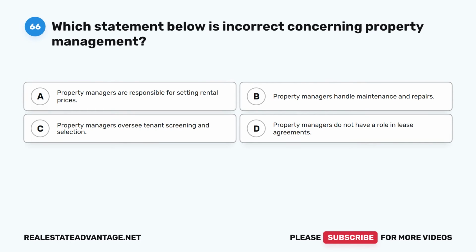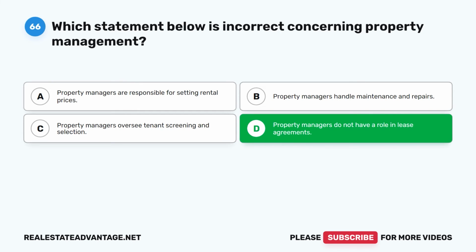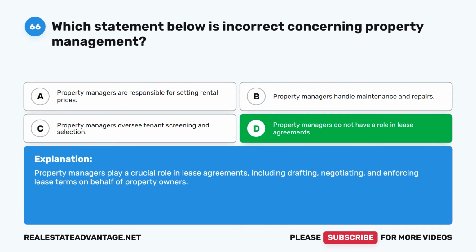equals $3,504.63. Question 66. Which statement below is incorrect concerning property management? A. Property managers are responsible for setting rental prices. B. Property managers handle maintenance and repairs. C. Property managers oversee tenant screening and selection. D. Property managers do not have a role in lease agreements. The correct answer is D. Property managers do not have a role in lease agreements. Property managers play a crucial role in lease agreements, including drafting, negotiating, and enforcing lease terms on behalf of property owners.